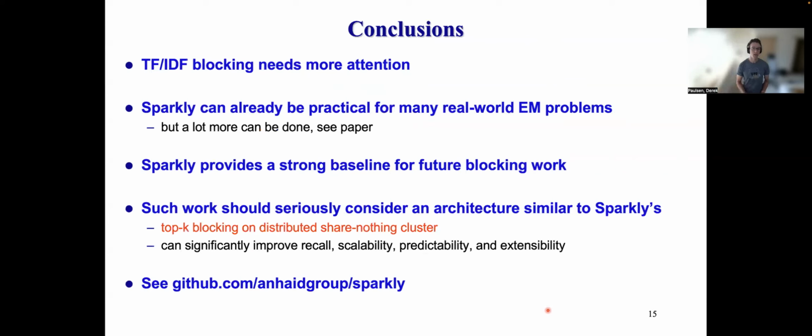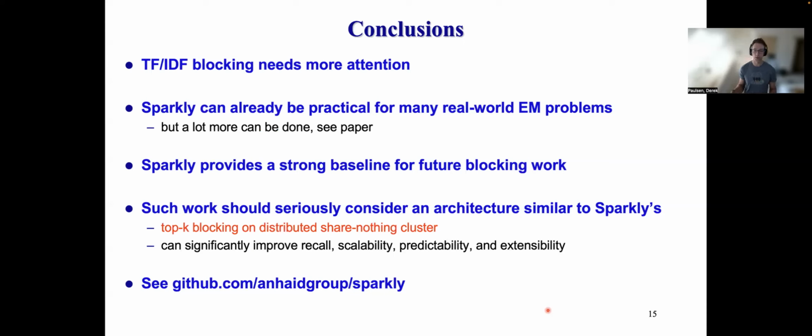In conclusion, we think that TF-IDF blocking needs a lot more attention in research, especially given the results that I presented here today. Sparkly can already be practical on many real-world entity matching problems, but there's, of course, always plenty more work to be done, and I'll refer you to our paper for a detailed discussion.